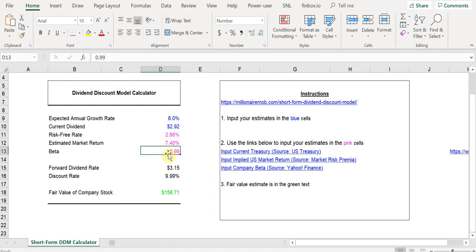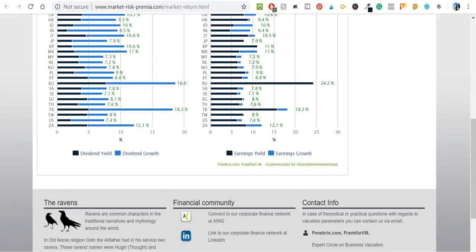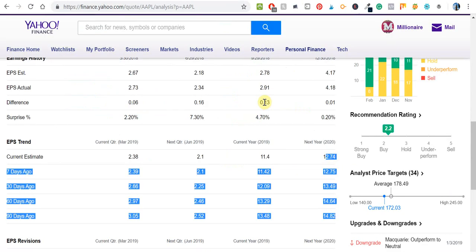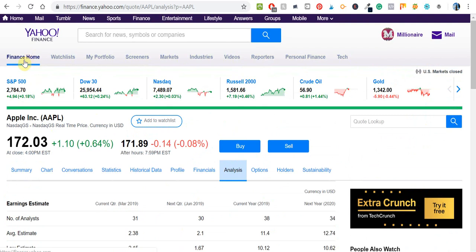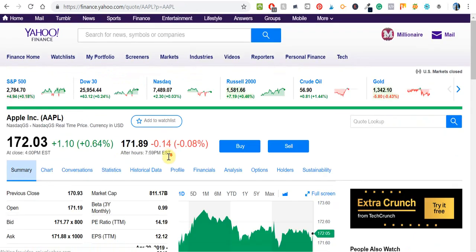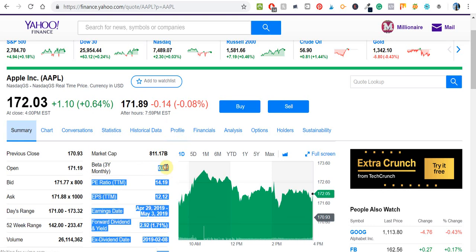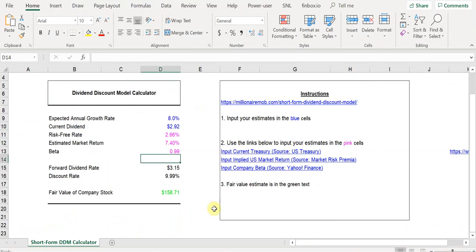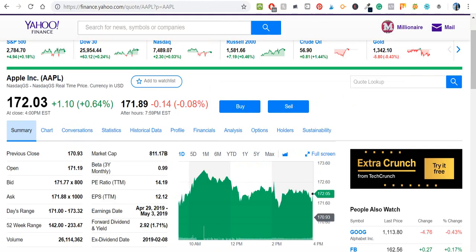For this particular stock, let's go through Apple. I think that would be a great example stock to use. Let's pull down their information from Yahoo Finance, which I have here on the summary level. Apple stock's beta is 0.99. I've input that here. That makes a lot of sense.